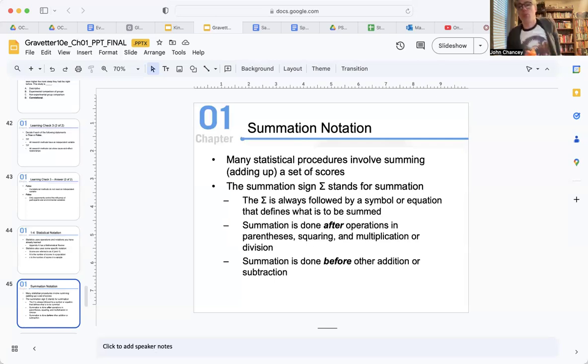A lot of times, the statistical procedures we're going to use involve summing or adding up. The summation symbol is this Greek symbol here. It looks like an E, but I believe it stands for sigma. It's always followed by a symbol or equation that defines what is to be summed, so everything after it is what we're actually going to sum. Summation is done after operations in parentheses, squaring, or multiplication, but before addition or subtraction.